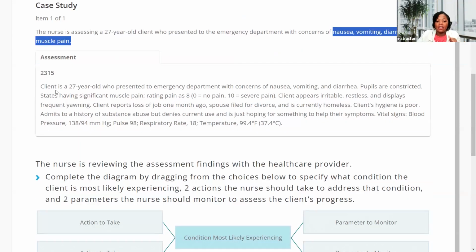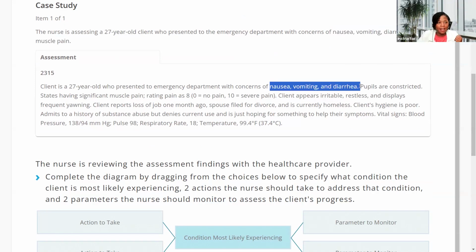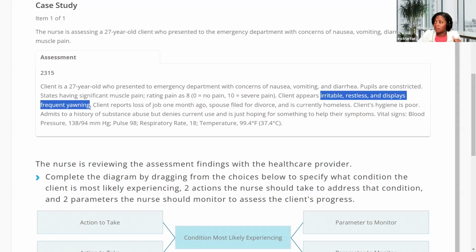All right. So let's look at this. On the assessment, the client, 27, presents to the ER. Once again, nausea, vomiting, diarrhea. That would be something that I would be jotting down as abnormal findings. Their pupils are also constricted. You do need to know the difference of what constricted and dilated could symbolize. But this patient's pupils are constricted. All right. The patient also stated they have significant muscle pain. That's abnormal. Okay. And they rate that pain 8 out of 10. Okay. Client appears also irritable, restless, displaying frequent yawning.